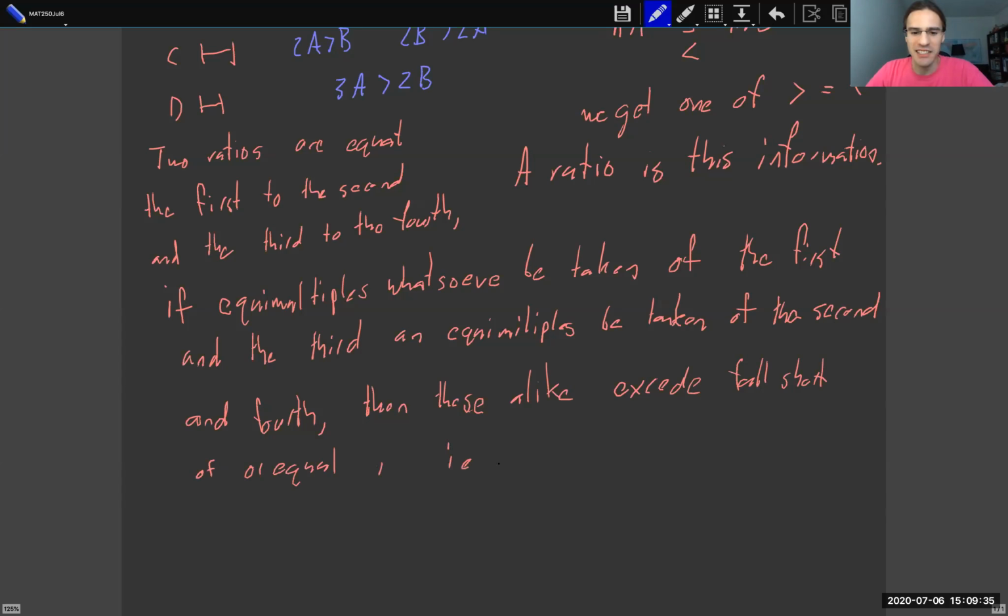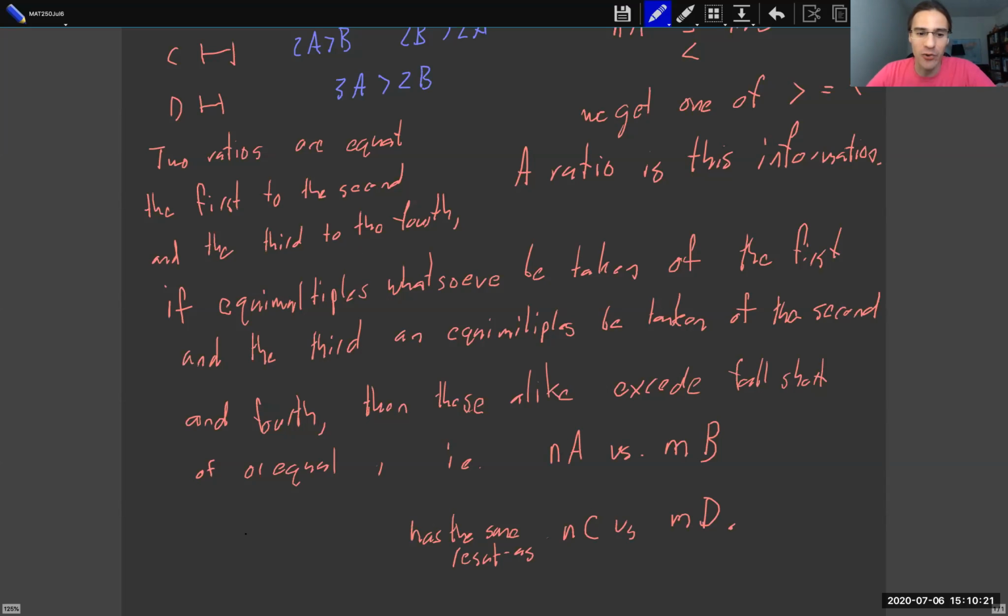Specifically, this is my writing: n times a versus m times b has the same results as n times c versus m times d. So this is what a proportion is. A proportion is the information of when this happens with multiples.